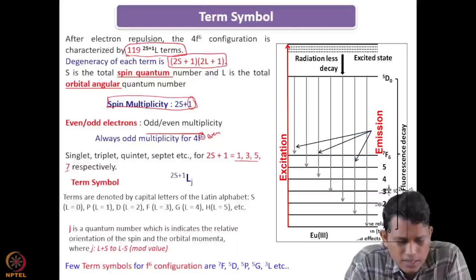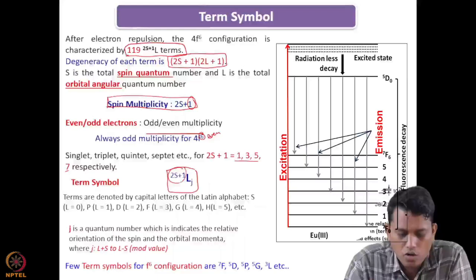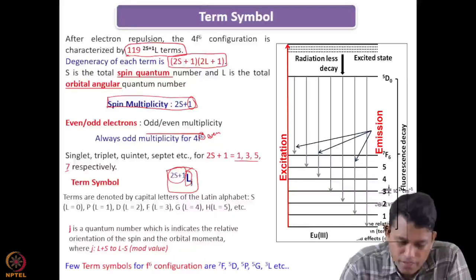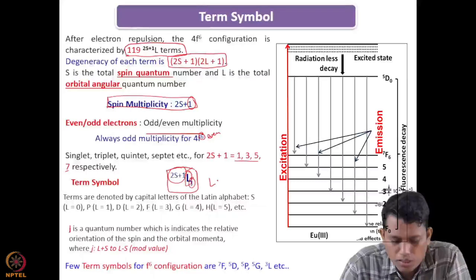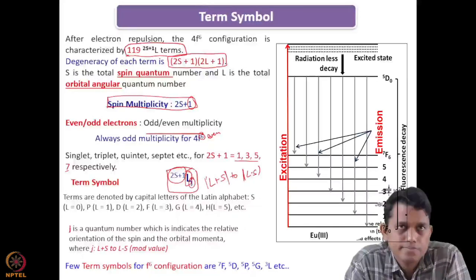So let us try to derive the term symbol for this f6 configuration, which will be written in a form like this, where we write the spin multiplicity on top. L is the total angular momentum, which we have seen is the sum of L1, L2, L3, that is, the individual orbital momentum of all the electrons. And J talks about the coupling of L and S, which goes from L plus S to L minus S. So let us see what will happen when you have a system like f6.